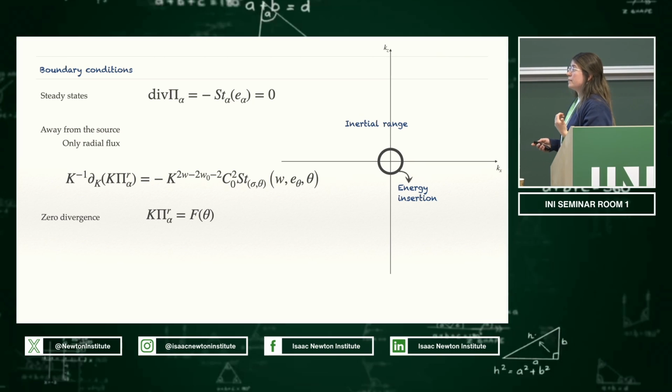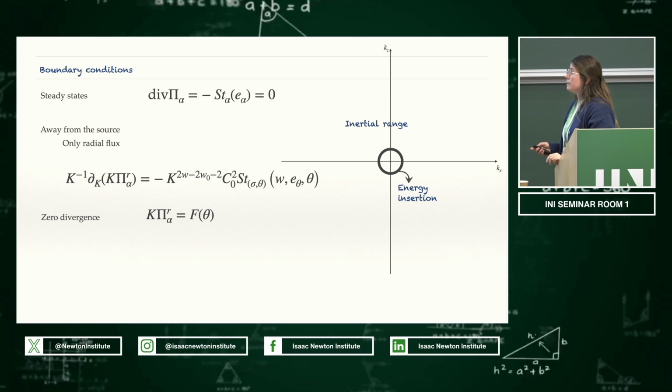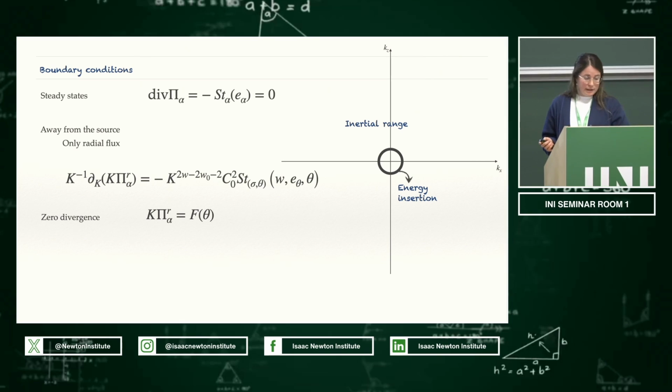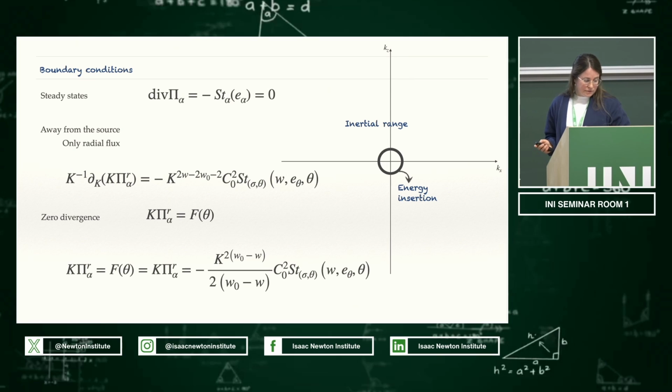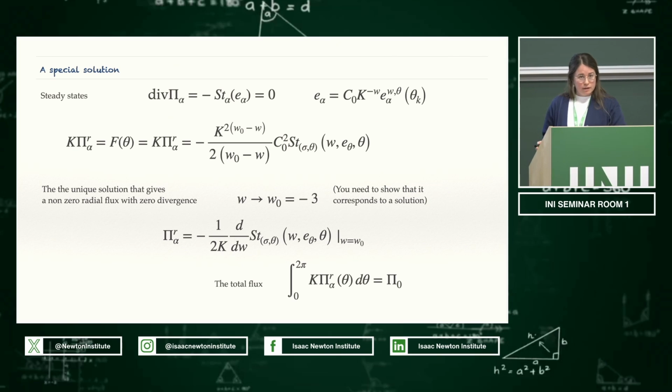And I want to have a zero divergent flux, and I also expect it to go to zero when it goes to infinity. So that fixes that this product has to be only a function of theta. And then if I integrate this equation in K, I just get this simple product. And now it's clear that if I want this product to be only a function of theta, I need to choose the special value W equals to W naught.